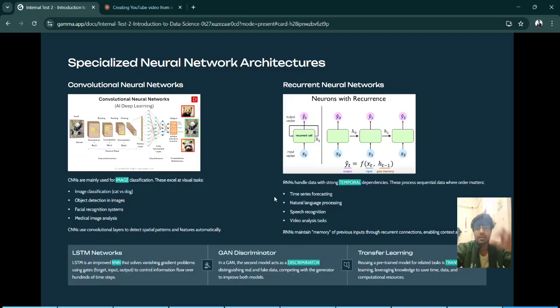So transfer learning is incredibly powerful in practice. Instead of training from scratch, you take a model pre-trained on a large dataset like ImageNet, with millions of images, and fine-tune it for your specific task. This model has already learned useful low-level features like edges and textures. You just adapt the high-level features to your problem. This saves an immense amount of time, data, and computational resources.